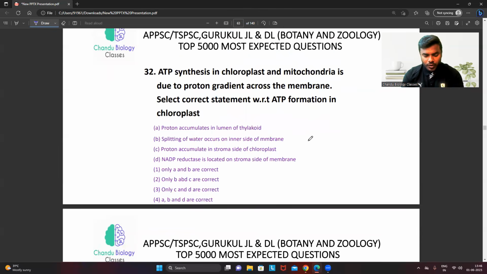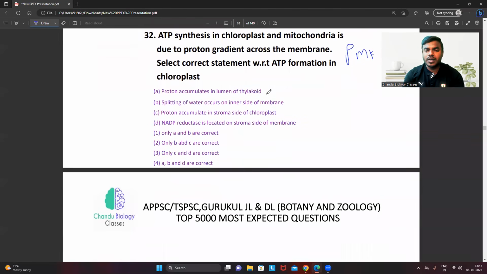And see this very important and interesting question. All the students remember question number 32. This kind of question is very important, friends. Wherever you come across statement related questions, always focus on them compulsorily. ATP synthesis in the chloroplast and mitochondria is due to the proton gradient across the membrane. In the morning class I explained very elaborately how ATP can be synthesized by what force? PMF, proton motive force.